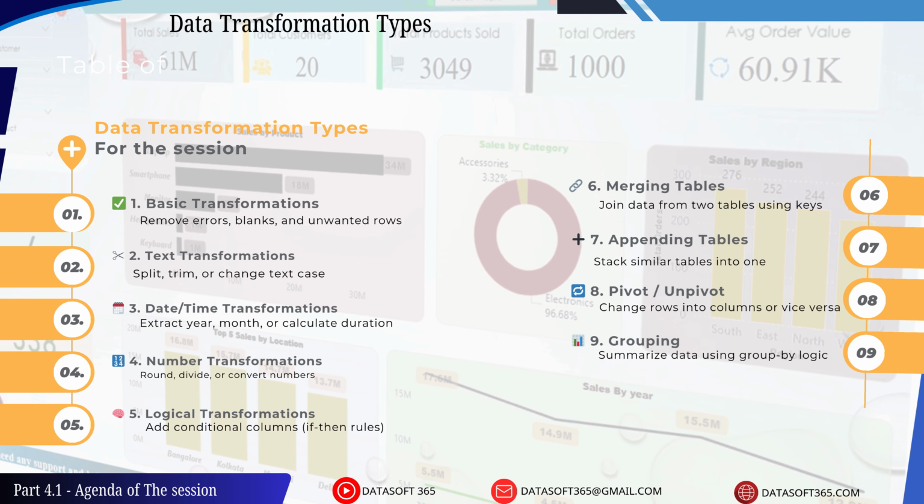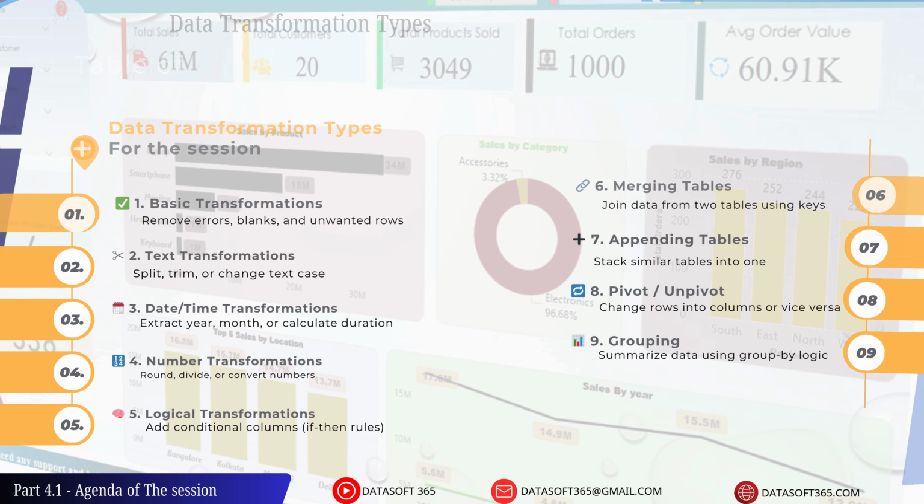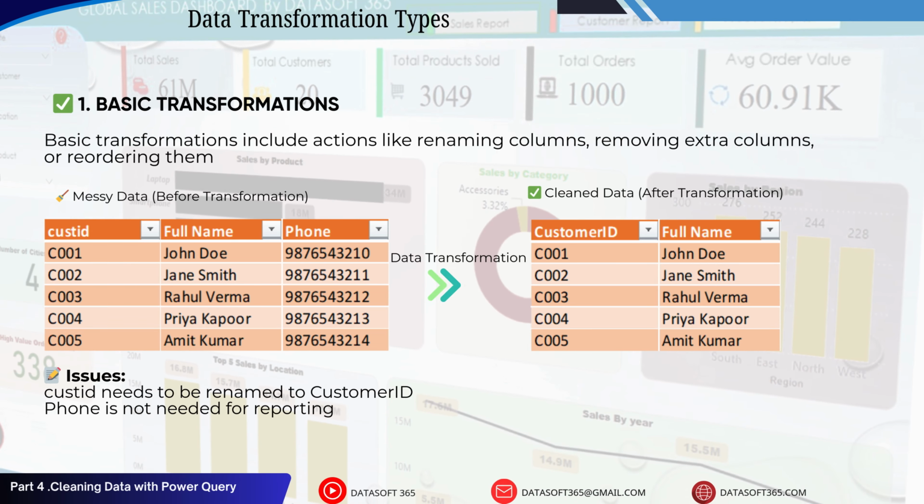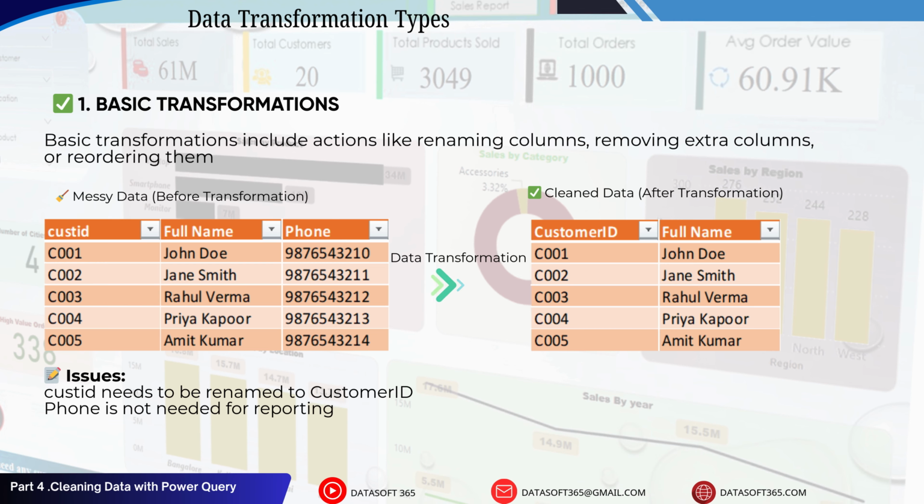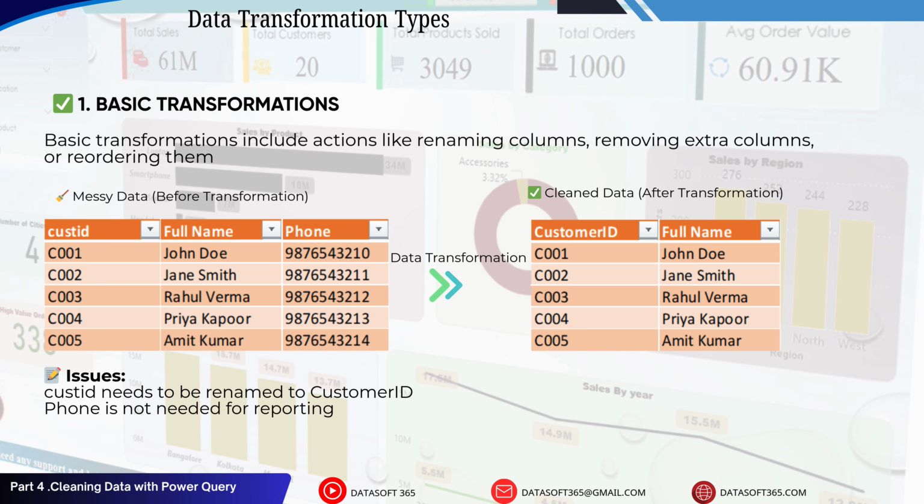Now let's quickly look at different types of transformation we usually perform in day-to-day reporting activities. Each transformation helps you clean and organize data so that your reports become meaningful and easy to work with. Now let's look at the first, basic transformation. Basic transformation includes actions like renaming columns, removing extra columns, or reordering them. For example, fixing a name like cust ID to customer ID or removing a column you don't need in the report.